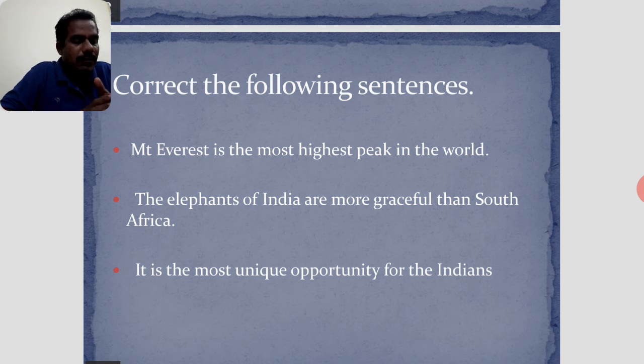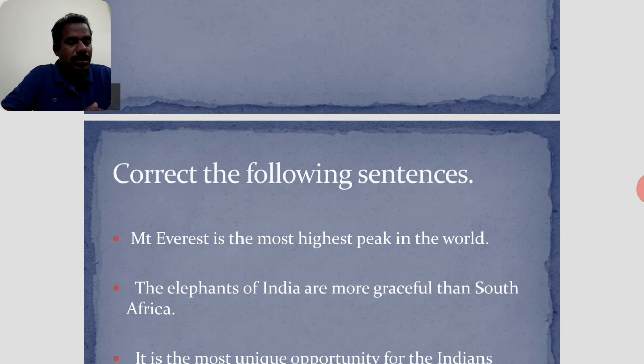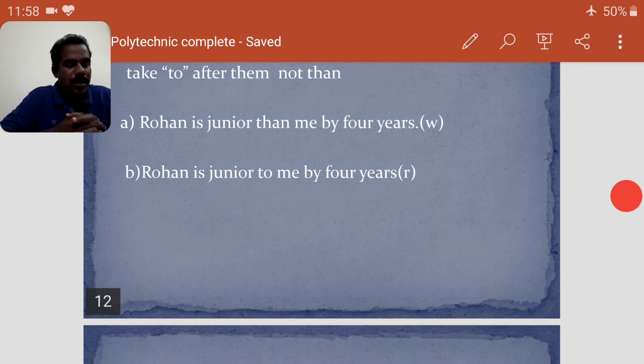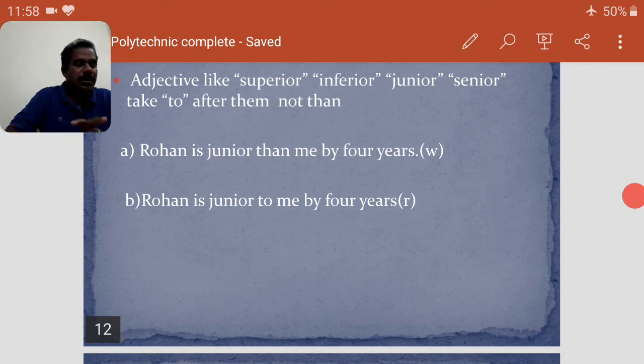Many takes a plural verb, whereas many a takes the singular. Many takes plural, many a takes singular. Many teachers, many students are attending the Polytechnic. Many students have appeared for the test. Many a student has appeared. A student means singular, that's where we have to use has. Okay.